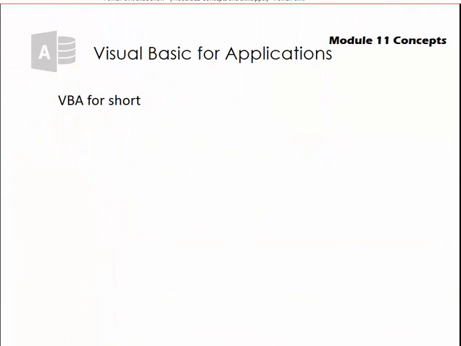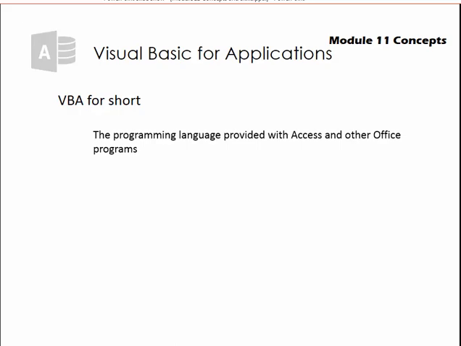Last week, we worked with macros to automate processes within a database. This week, we're going to be doing the same thing using Visual Basic for Applications, VBA for short. There are literally hundreds of programming languages out there. VBA is a specific programming language that comes with Access and all of the other Office programs. In Access, it has a wide range of uses.